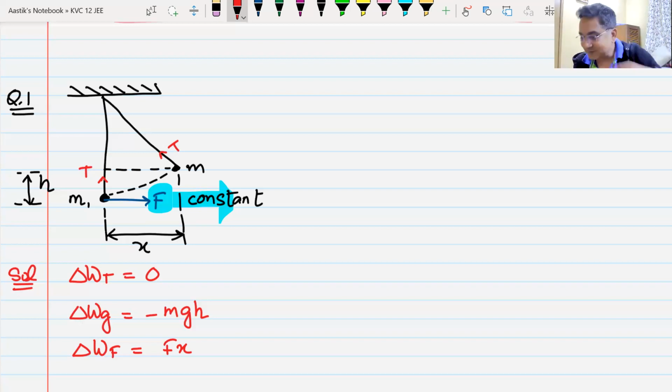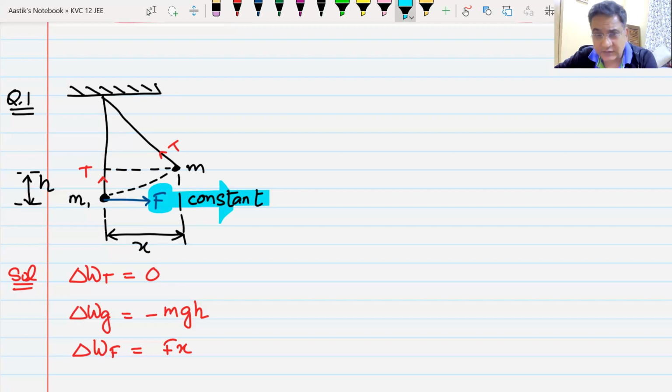Sir, both are constant. Both are constant means what? What both are constant? The answer is F into x, and it comes because of this term, force is constant.